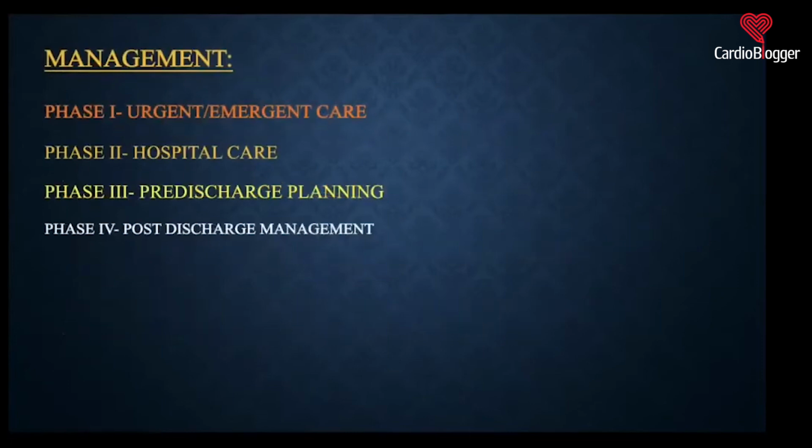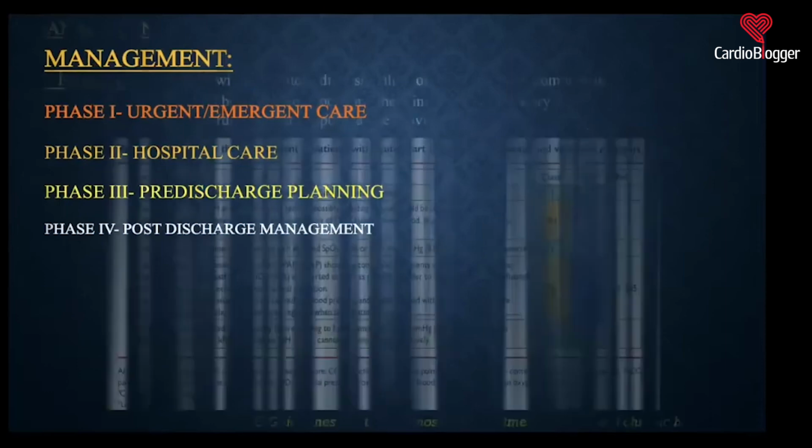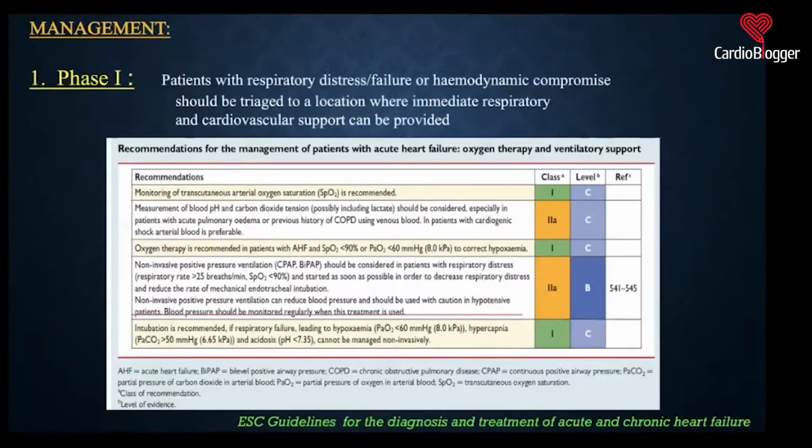Now, after diagnosing it, we should come to the urgent, emergent care and hospital care. What is more important first is, as soon as the patient comes to the ICU, you should see whether the patient is in respiratory distress or not. Because if your patient is in respiratory distress, you need either oxygen, NIV support, or mechanical ventilation. So, monitoring SpO2 is recommended in all the patients, and the measurement of blood pH and carbon dioxide should be considered in most of the patients who are in pulmonary edema.